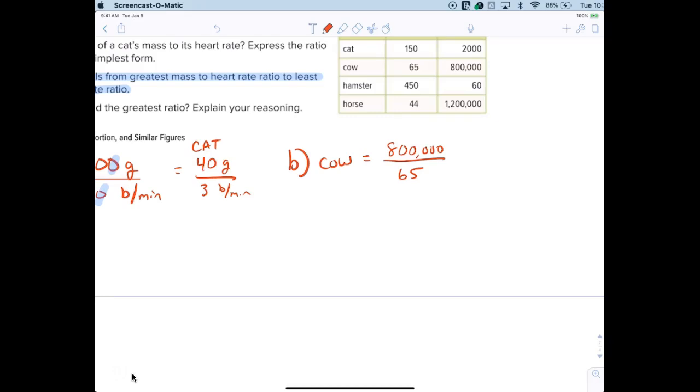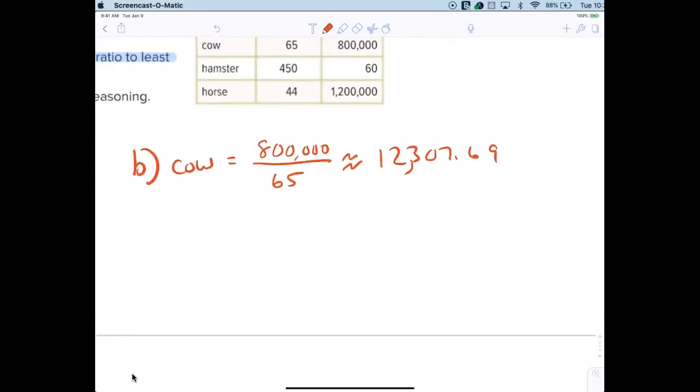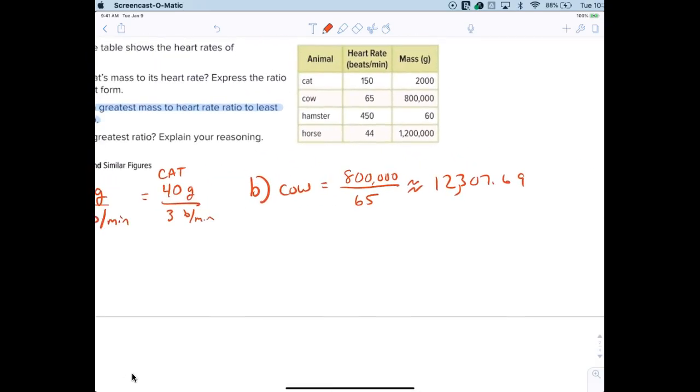So tell me what that comes out to be, Tucker. 12307.69231. Okay, so that's about 12,307 grams per beats per minute. All right, that's for the cow. Does everybody agree what I'm doing? I'm converting it to decimals because it's easier.